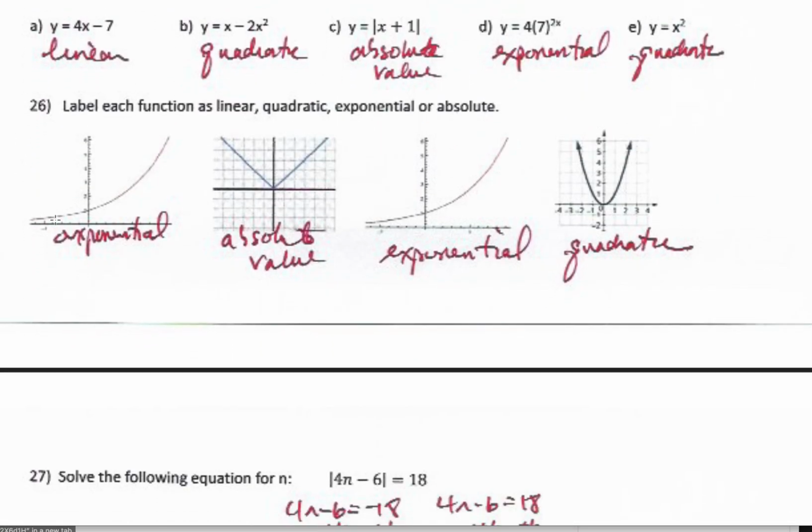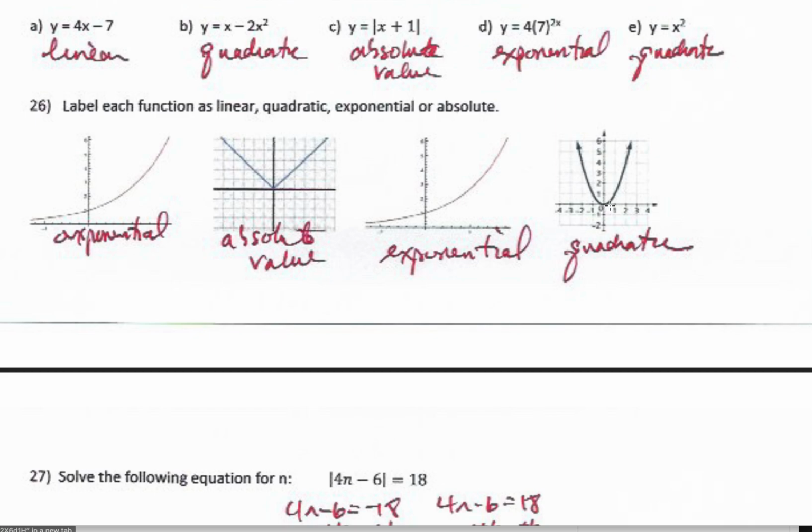Exponential is always this gentle curve, and it doesn't have to go up. It could start up and go down. But exponential always has this gentle curve, ever increasing, or if it went down, ever decreasing. Absolute value makes a V, as opposed to quadratic, which makes a gentle U. So a quadratic is a U. Just remember the second letter of the word quadratic is a U.